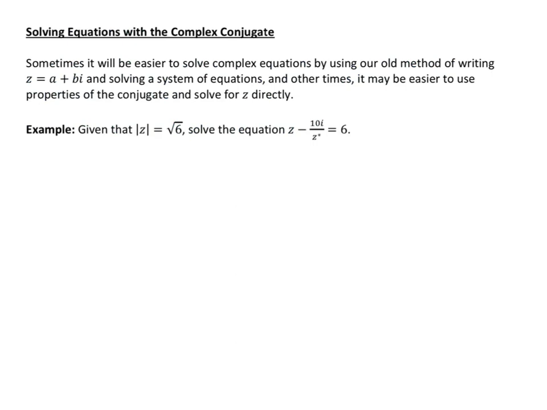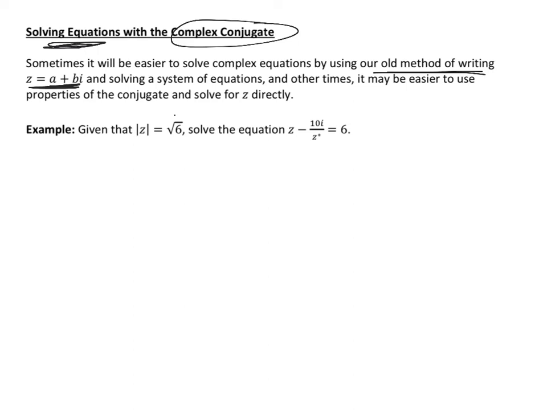In these last two examples, I want to talk about solving equations that use the complex conjugate. And I want to remind you guys and let you know, sometimes it's going to be easier to solve equations by using the method that we had before of writing z as a plus bi and then just solving a system of equations, one of them that's real and one that's imaginary. And other times it might actually be easier to use the properties of the conjugate and solve for z directly. And that's what I'm going to try and do here.